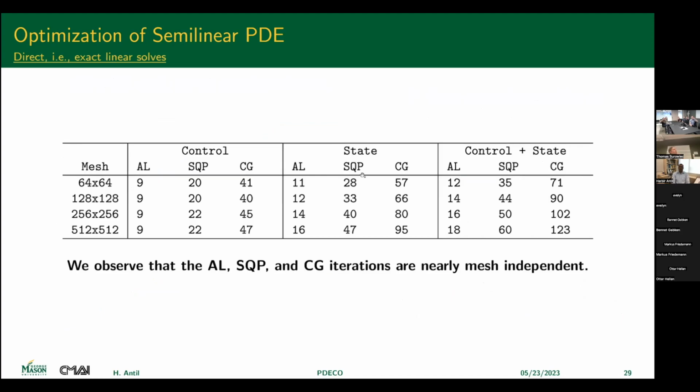So here's a quick table. Each row corresponds to a different finite element mesh discretization, 64 by 64 to 512 by 512. The first 3 columns indicate the example where we only had the constraints on Z. In the second block, we had constraints only on the state, and in the last block we had constraints on both state and control. We see that the number of augmented Lagrangian or outer iterations is relatively small. The inner iterations are SQP, and the workhorse is CG. They also remain relatively small, and we see nearly mesh independent behavior.